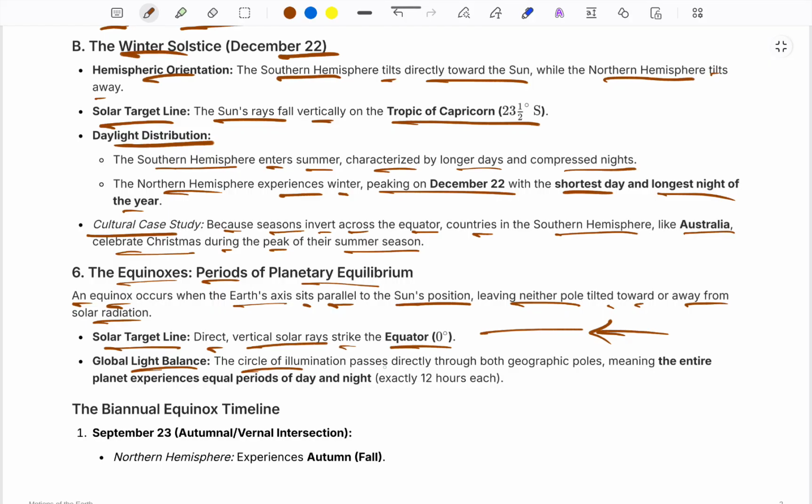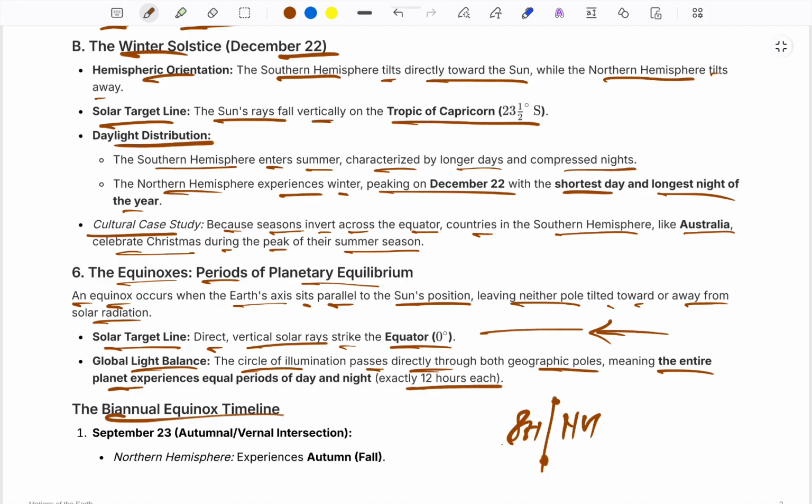Global light balance: the circle of illumination passes directly through both geographic poles. So there are the poles, and the circle of illumination passes through them, making the entire planet experience equal periods of day and night, exactly 12 hours each. 12 hours in the southern hemisphere, 12 hours in the northern hemisphere.